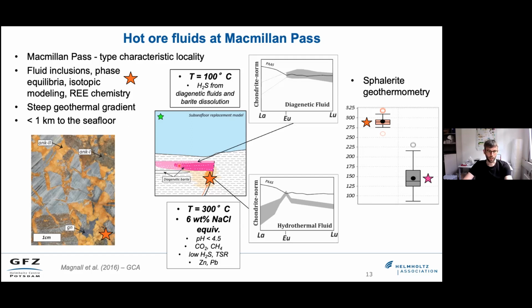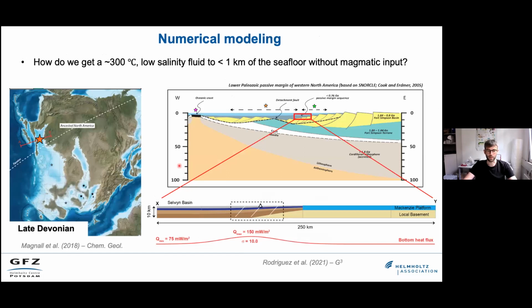But the question that falls out of this is how we might get 300-degree fluid of low salinity to within 1 kilometer of the seafloor without any evidence of direct magmatic input. To address this, we developed a numerical model of the late Devonian passive margin. Here I've shown it in a larger scale context, where the lower plate boundary has been constrained by geophysical measurements. We then used it as a framework for testing scenarios in which you take a confined aquifer, subject it to a heat anomaly, and then breach it during a rifting event.